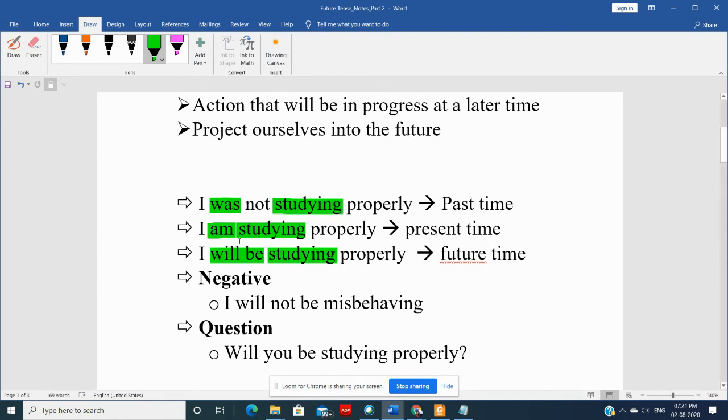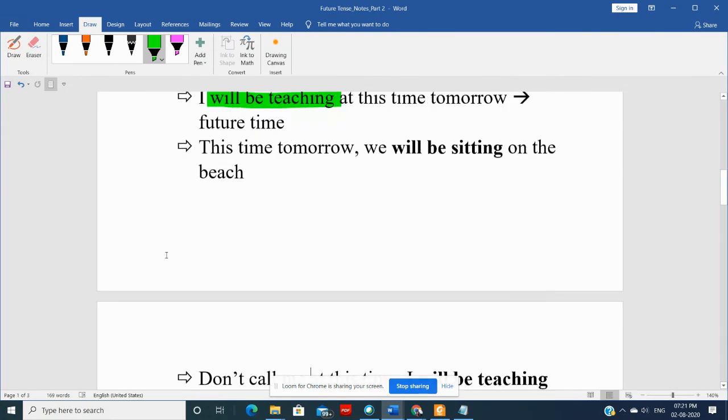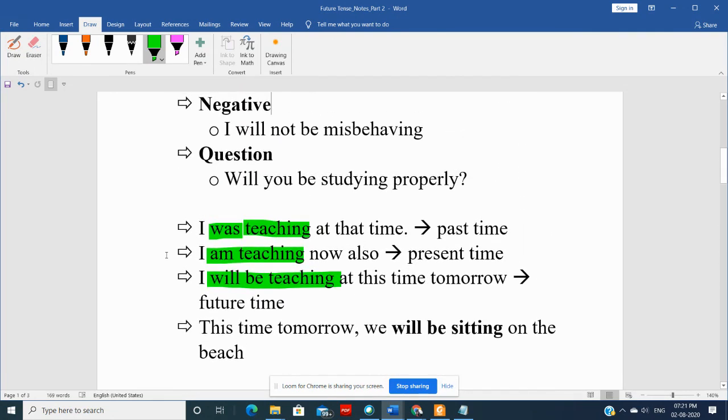Am, is, are के जगह पे हम will be यूज कर सकते हैं directly. We can just replace it with will be. I will be studying properly. नेगेटिव में भी हम सेम फॉर्मेशन यूज करते हैं, will के साथ इमीडिएटली नॉट लगा देते हैं. क्वेश्चन में भी will आगे, उसके बाद सब्जेक्ट एंड देन be and then rest of the sentence.